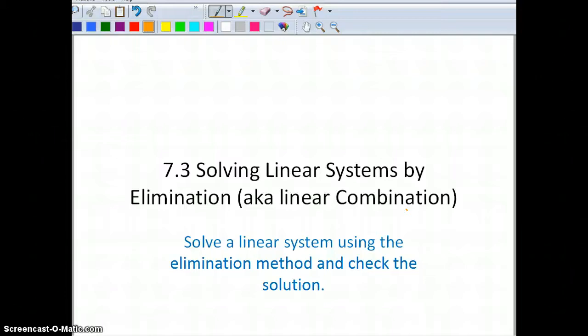Okay, this is section 7.3, Solving Linear Systems by Elimination. Another name you may hear it called is linear combination. When we finish, I want you to be able to solve a linear system using the elimination method, and I also want you to check the solution.